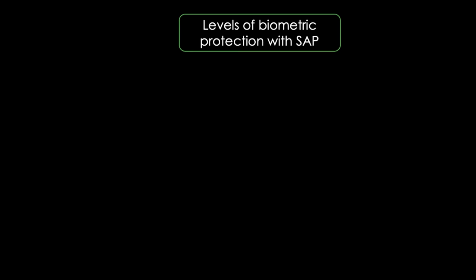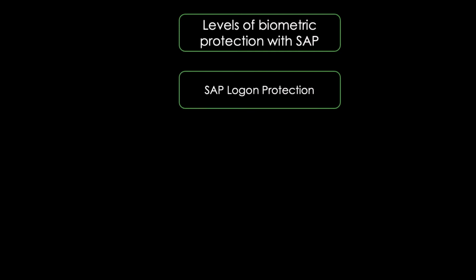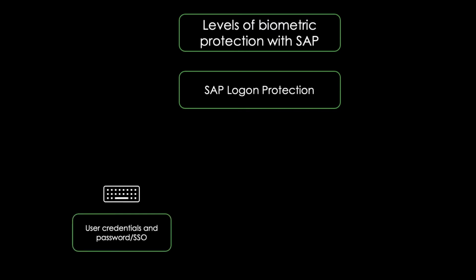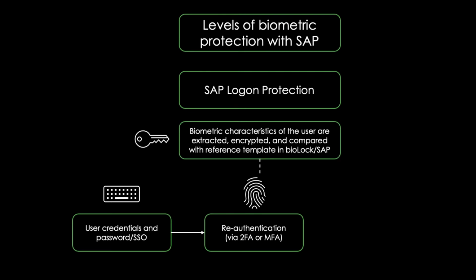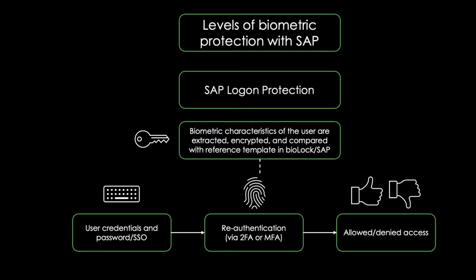There are 5 different levels of biometric protection when utilizing bioLock, which is a security solution developed for the SAP environment. The first level is the SAP logon protection. Let's imagine a user tries to enter the SAP system using the user credentials and a password or single sign-on. bioLock would now prompt the user for re-authentication by using, for instance, a fingerprint scanner, thereby accounting for at least a 2-factor authentication. Once the user puts his finger on the fingerprint scanner, the biometric characteristics of the user are extracted, encrypted, and compared with the reference template in bioLock and SAP. Based on the system parameters, the user is then allowed or denied to enter the system.